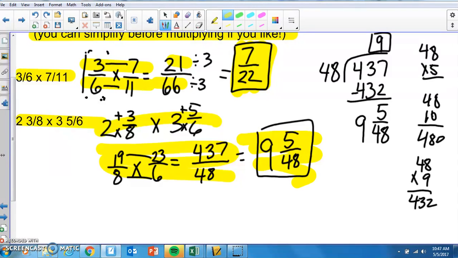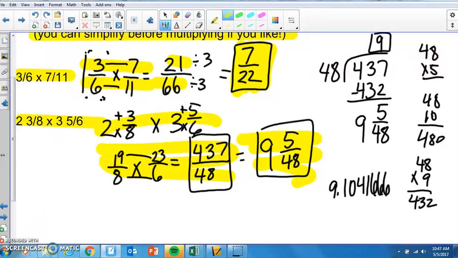All right, I'll give you a little trick here. When you get to this point right here, if you have a calculator, go ahead and divide it. So take 437 and let's divide it by 48. And you get a decimal value of 9.10416666 on the calculator. I don't want a decimal, I want a mixed number.